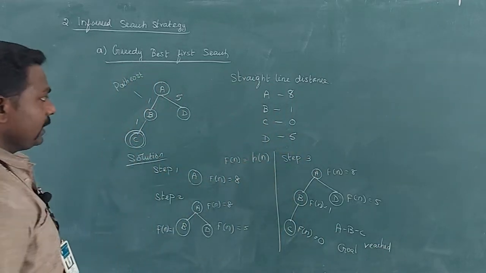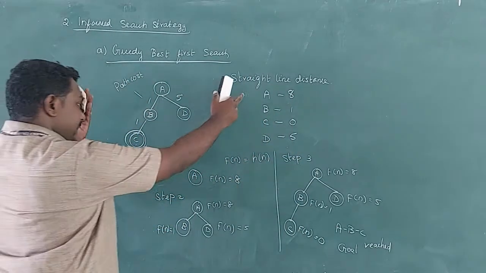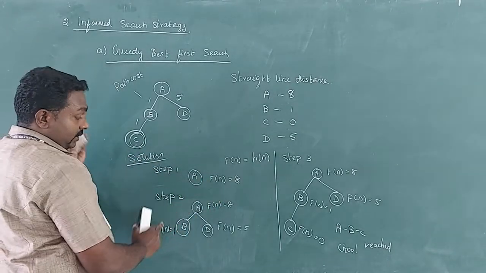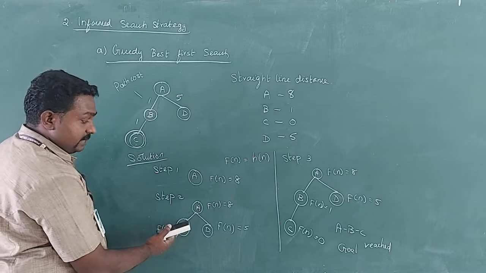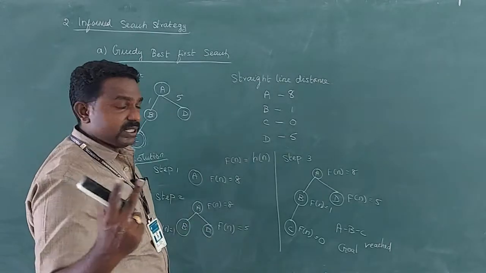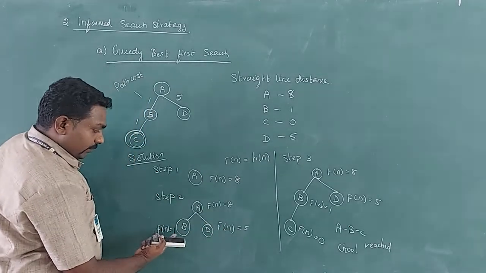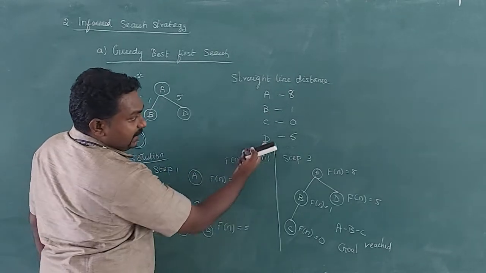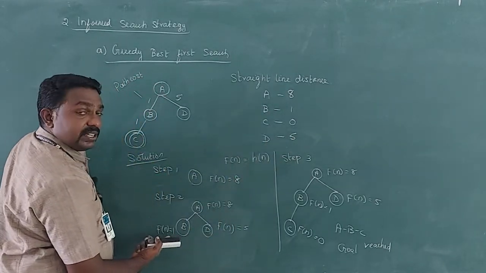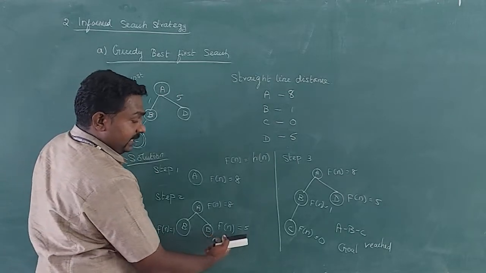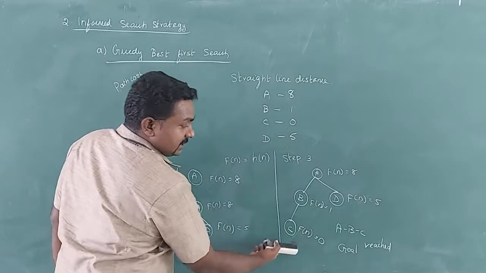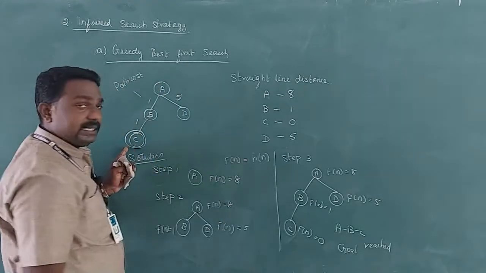Okay. So I have just used the straight line distance value from A, that is 8. Then step 2, I had two leaf nodes, that is B as well as D. I had two childs. The function value of the child B is 1 and the function value for child D is 5. So you have to check whether B is lesser or D is lesser. B is lesser. So you are again traversing the child of B, that is C.